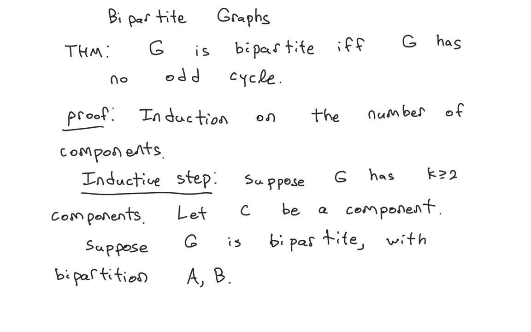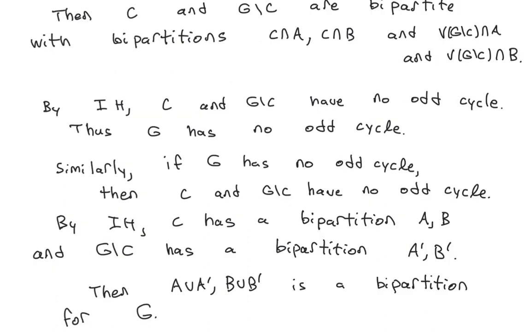This proof is slightly unusual in that it turns out the inductive step is easy and it's the base case that takes the most work. So we're going to suppose first that G has at least two components, and we're going to let C be a component. So suppose G is bipartite with bipartition A and B. Then it turns out that C and G take away C are both also bipartite. The idea is that you have some bipartition A and B.